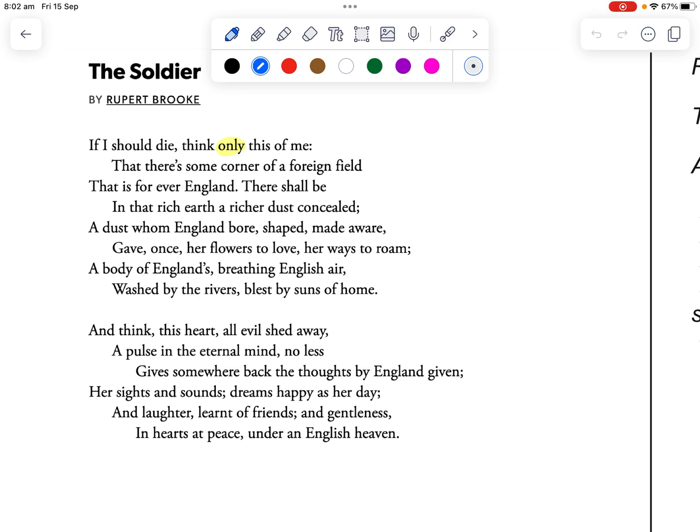Oh, an English heaven, it sounds lovely. I love England. I'm going to fight for England. I'm going to die for England, because England is the greatest. Oh, how I love thee.